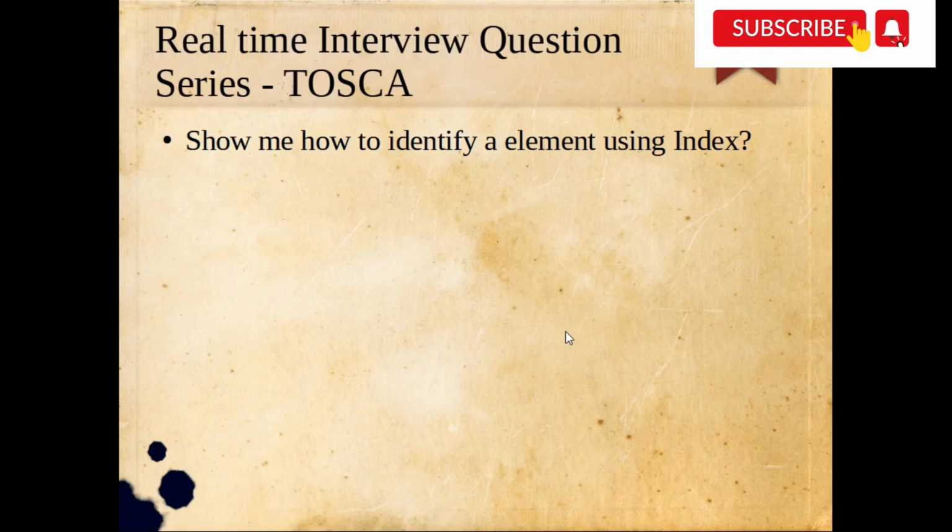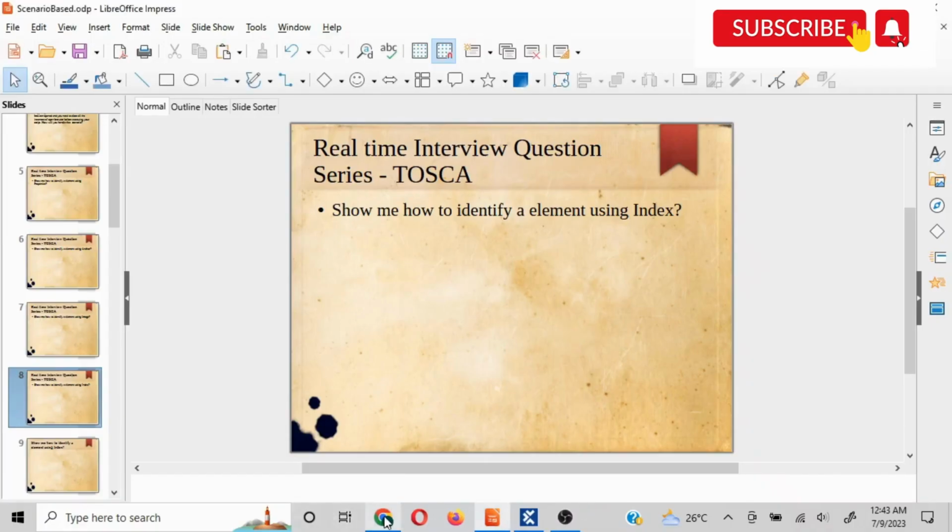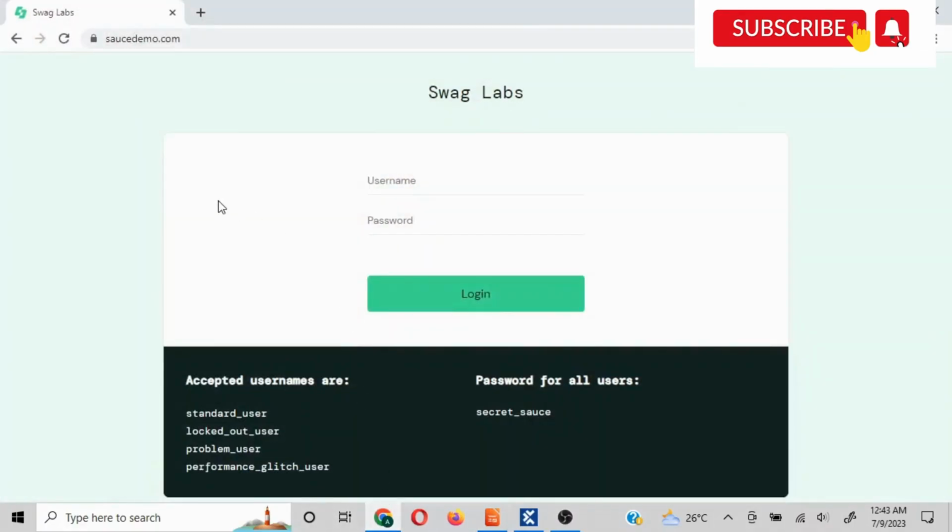So basically here we want to understand how to identify an element using index. Okay, so we'll take a similar scenario. If you have watched my previous videos, I'll just check those out. So basically this is a mock application and I want to identify this particular element, username, using index. How would I do that?